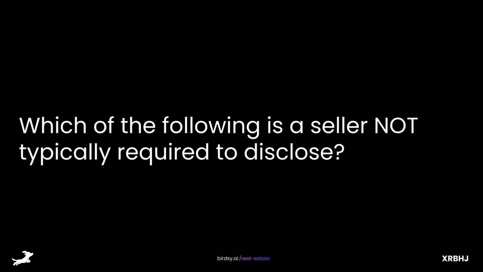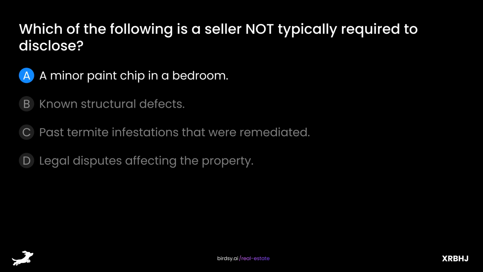Which of the following is a seller not typically required to disclose? Is it A, a minor paint chip in a bedroom? B, known structural defects? C, past termite infestations that were remediated? Or D, legal disputes affecting the property? The answer is A, a minor paint chip in a bedroom.